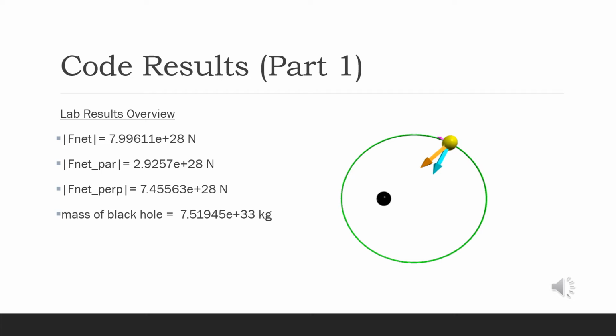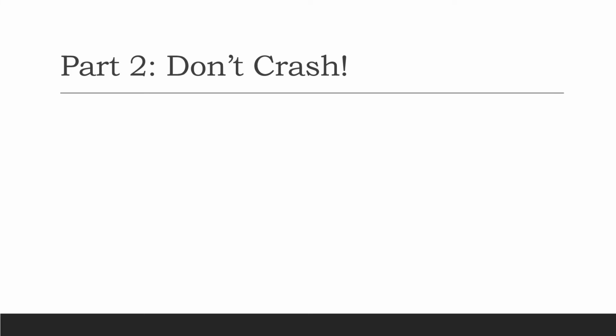You can see the results of the lab and a picture of a simulation of our star moving around the black hole. We got our F-net parallel and perpendicular, and used that with the gravitational force formula to calculate the mass of the black hole.